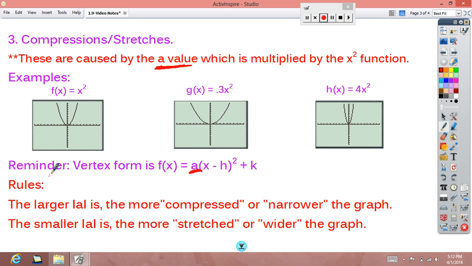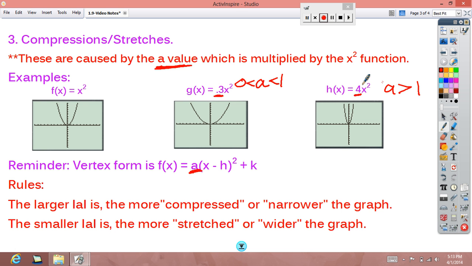And then here, 0.3x squared versus 4x squared. Well, compressions or stretches, hopefully you notice that compared to my base x squared graph here, this one gets wider, right? And this one looks a little narrower. And so that's basically what happened. This a value is less than 1 but greater than 0. And this a value is greater than 1.